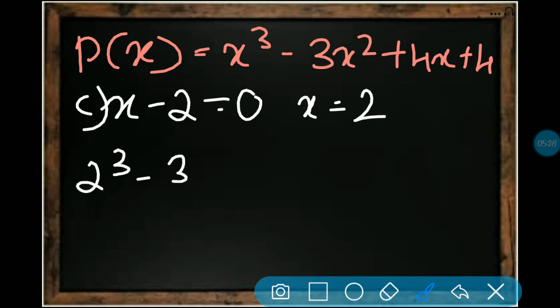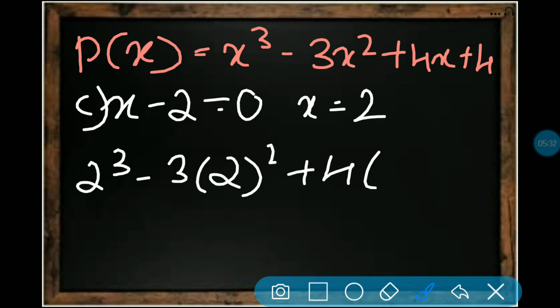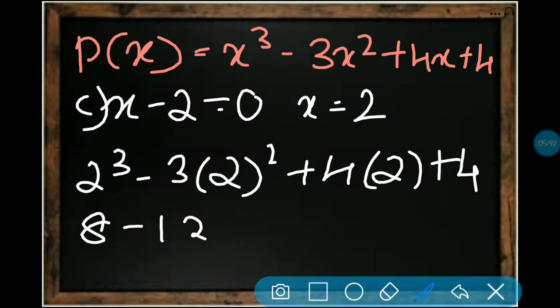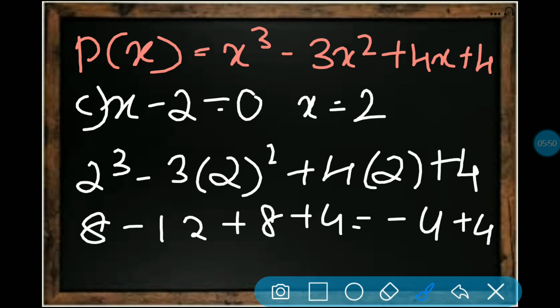So 2 cube minus 3 into 2 square plus 4 into 2 plus 4. So 2 cube is 8 and 2 square is 4, right? So 4 into 3, 12. 12 plus 8 plus 4, right? So this will make us minus 4 plus 4, which is 0. So we should get that answer as 0.